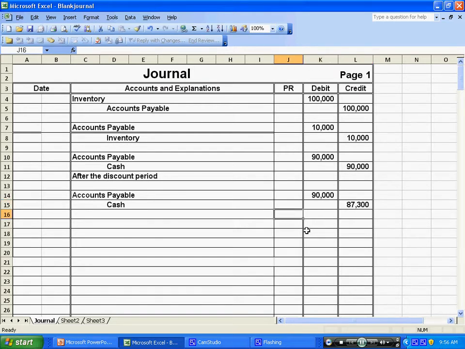Well, Mr. Cunningham, what's the difference going to be? The difference is going to be 90,000 less 87,300, or an adjustment via a credit to inventory of $2,700, and payment made to Lego within the discount period. Again, we're adjusting inventory for what it actually cost the buyer under the cost principle.